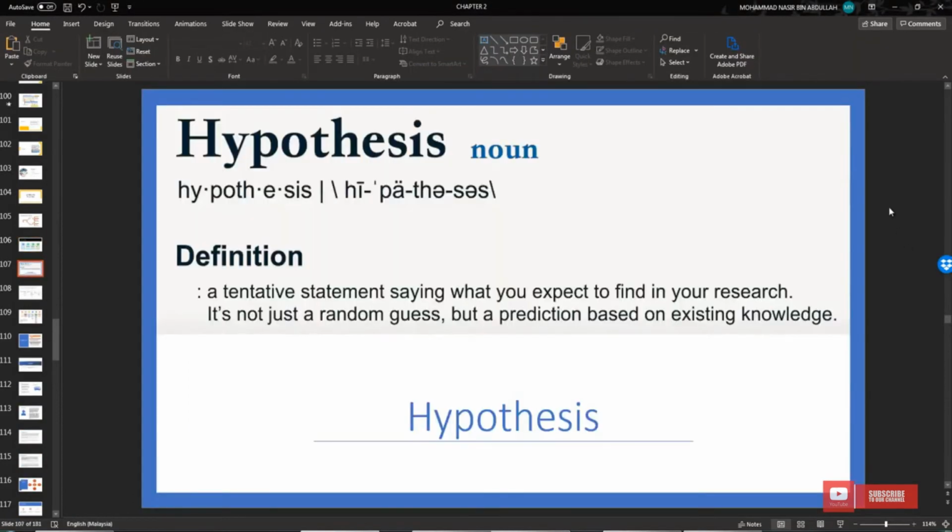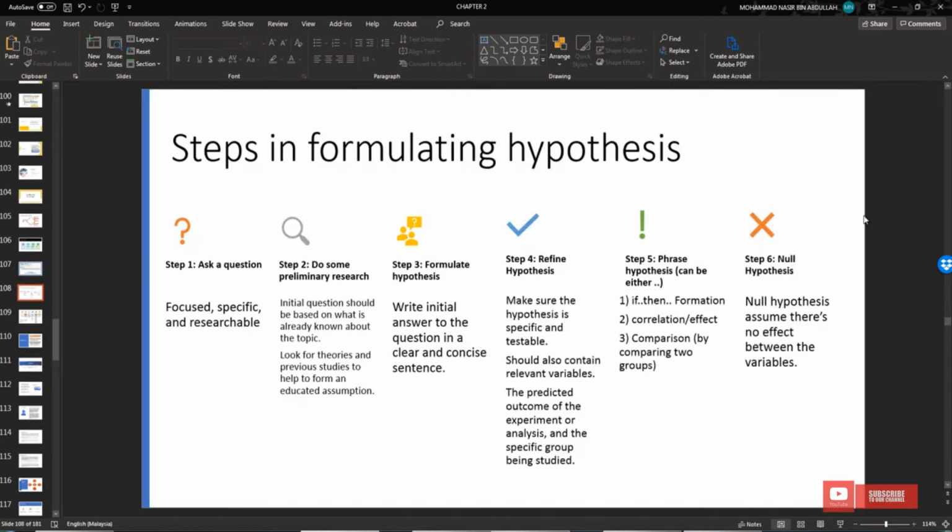Right. Let's look at the definition of hypothesis. A hypothesis is a tentative statement saying what you expect to find in your research. It is not just a random guess, but a prediction based on existing knowledge. So this is the definition of hypothesis. There are 6 ways in formulating a hypothesis. First step is you need to ask a question. The question that you ask should be very focused, specific, and researchable. So you need to ask a very good question.